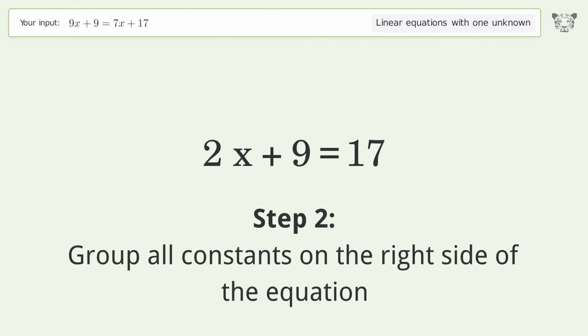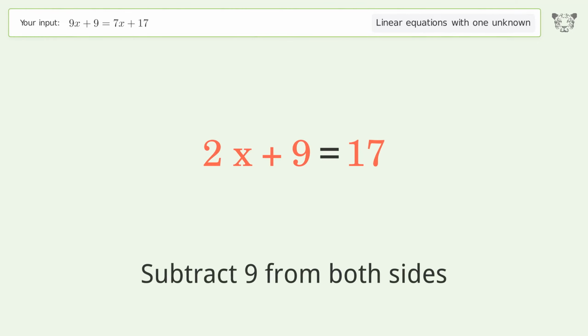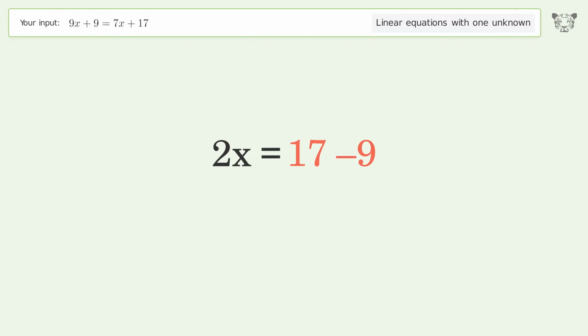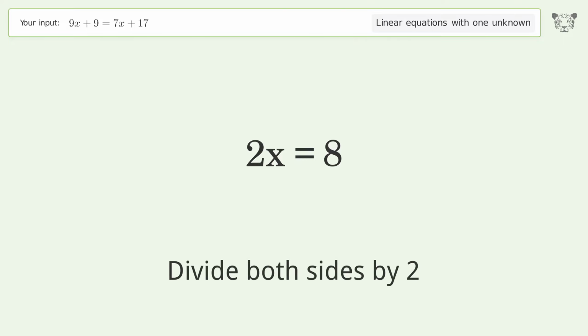Group all constants on the right side of the equation. Subtract 9 from both sides. Simplify the arithmetic. Isolate the x. Divide both sides by 2.